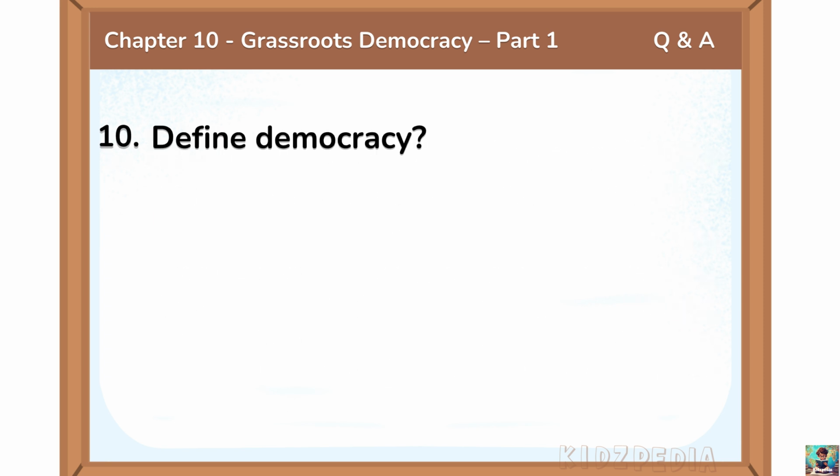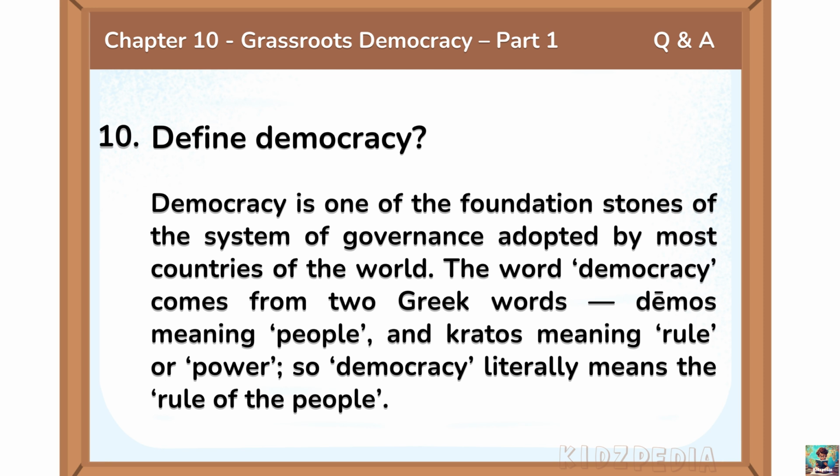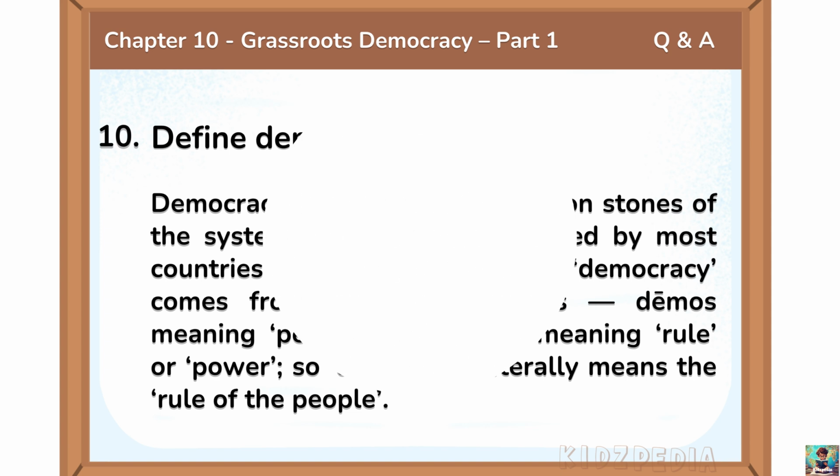Define democracy. Democracy is one of the foundation stones of the system of governance adopted by most countries of the world. The word democracy comes from two Greek words, demos meaning people and kratos meaning rule or power. So, democracy literally means the rule of the people.